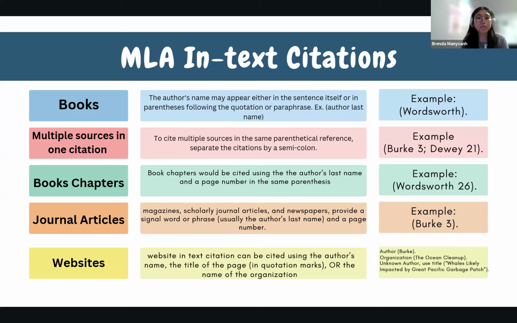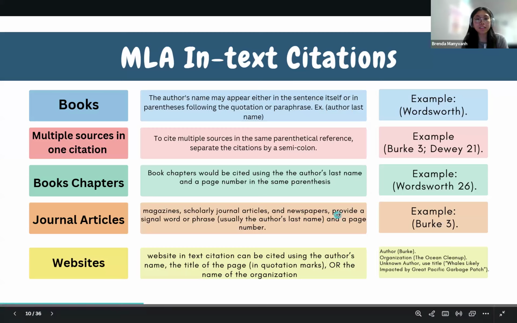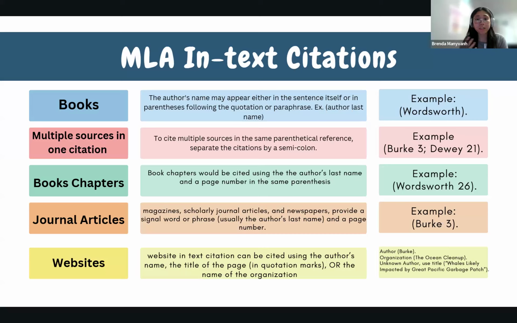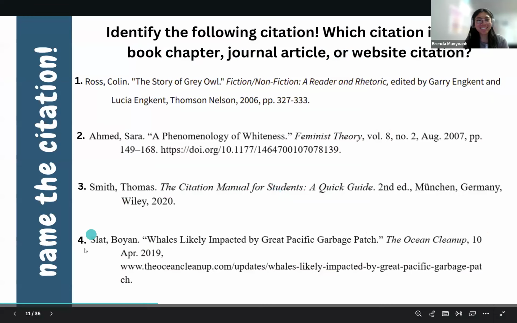And then for websites, it could get a little confusing just because, as I mentioned, some information might be missing or omitted. So if you have the author's name, great, use the author's last name. If you don't have the author's name, go by the organization name. And if you have an unknown author and you don't have the organization, go by the title of the website, which is Wales likely impacted by, as you can see from my example, I just went by the title. All right. Okay, and next slide, please.